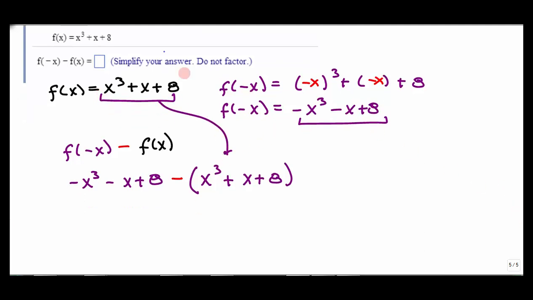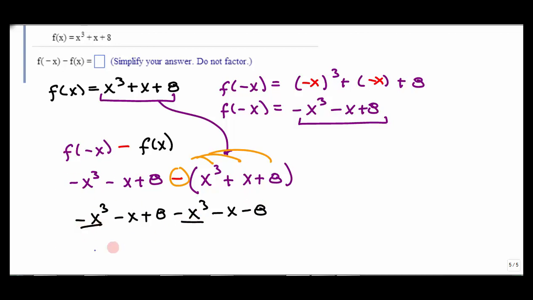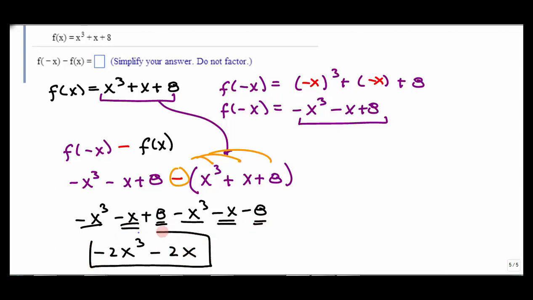And then to simplify, what we need to do is take the negative and distribute. So I'd have negative x cubed minus x plus 8 minus x cubed minus x minus 8. And then of course we can combine like terms. I have negative 2x cubed, minus x minus x is minus 2x, and 8 minus 8 is 0. So my solution here is negative 2x cubed minus 2x. Now you have to be careful when you're entering these values. You have to make sure you always put parentheses around the base, whether it's positive or negative, because that'll make a difference in your solution.